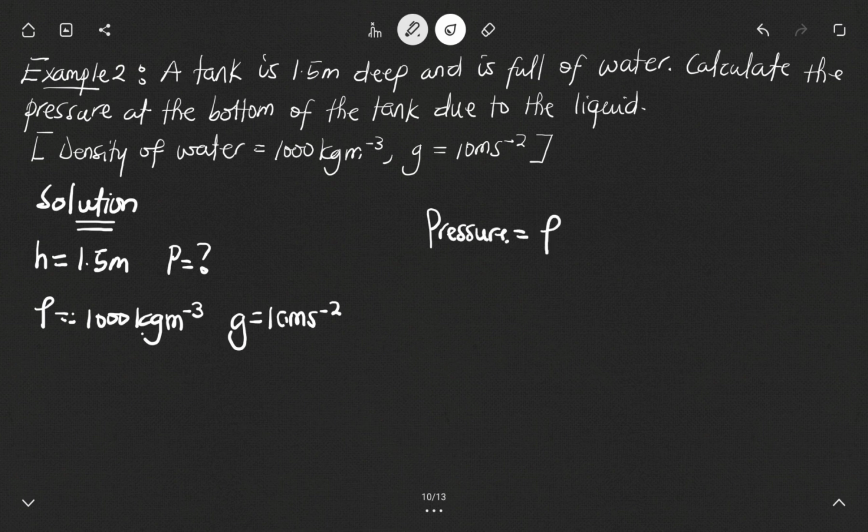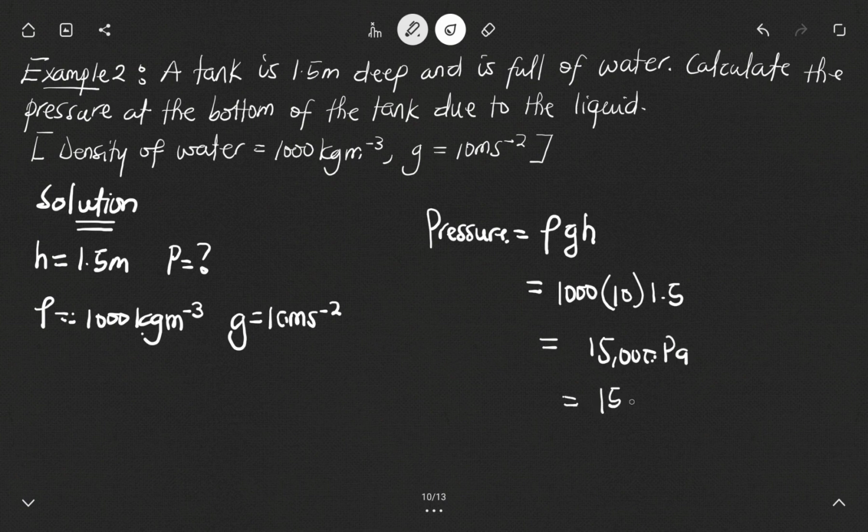is equal to the density multiplied by gravity multiplied by the height. That is for pressure or hydrostatic pressure. Now we know that the density over here is 1,000, acceleration due to gravity is 10, and then the height is 1.5. It's already in meters, so it is very good for us. So if I multiply 1,000 by 10 and by 1.5, I'm going to get 15,000 Pascal, right? Which is equal to 15 kilo Pascal or 15 bar.